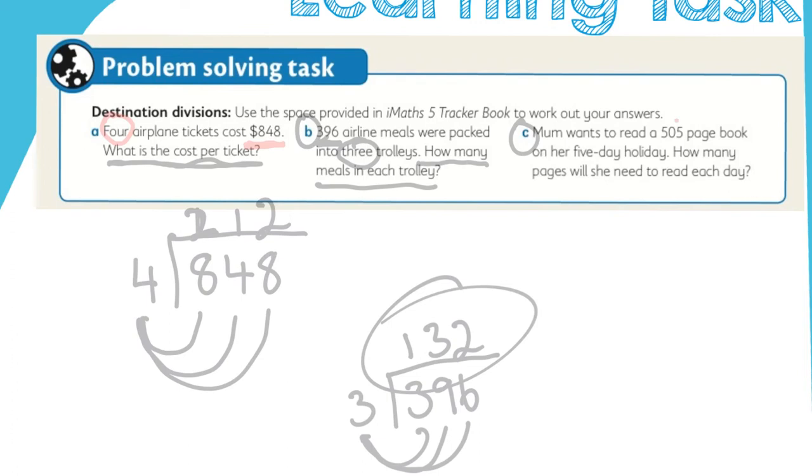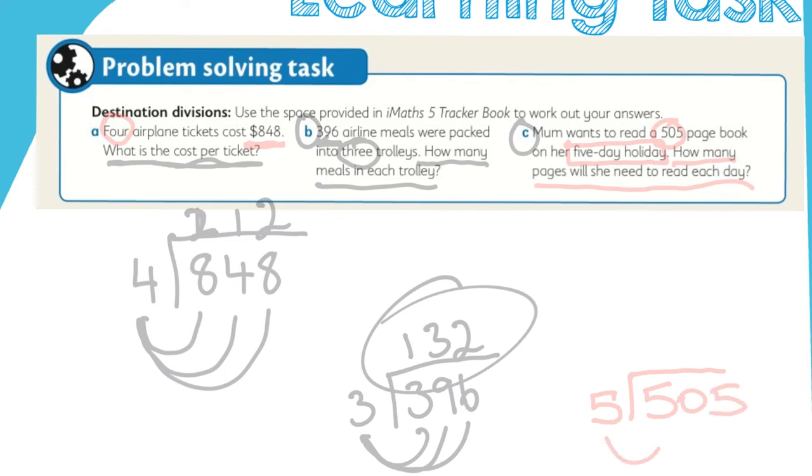Mum wants to read a 505-page book on her 5-day holiday. Now, here's the question. How many pages will she need to read each day? So in total, there are 505 pages. She has a 5-day holiday. So I need to divide 505 by 5. There's my 5. I'm going to divide that by 505.